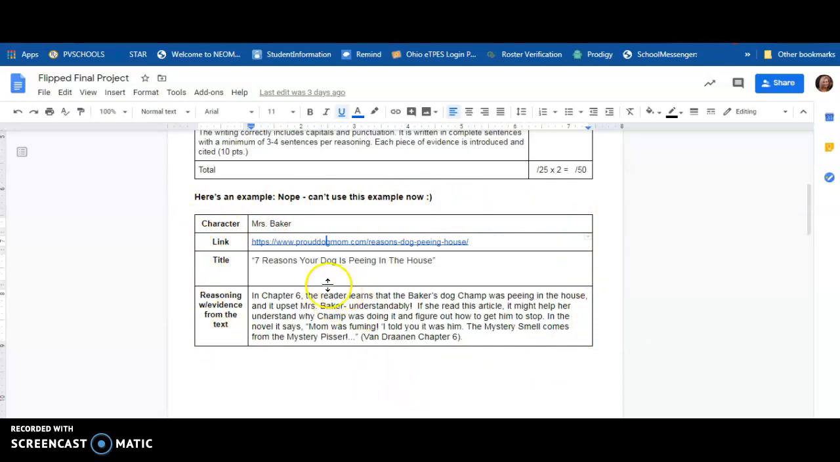Okay, so just to recap. All you have to do is choose a character. You know a lot about those characters if you read the novel. Guys, I made this project to where if you're having trouble with this, it's because you didn't read or read thoroughly. These projects are not challenging by any means if you've read it.